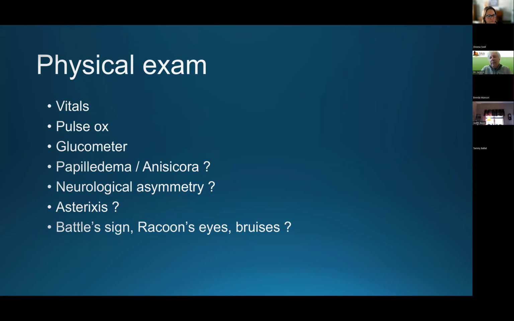The last points there, the battle sign, the raccoon's eyes, bruises, would indicate trauma, either from a fall or elder abuse. And so the battle sign is the purplish discoloration behind the ears. The raccoon sign is purplishness or ecchymoses under the eyes. Those are associated with basilar skull fractures, and those are not good things.